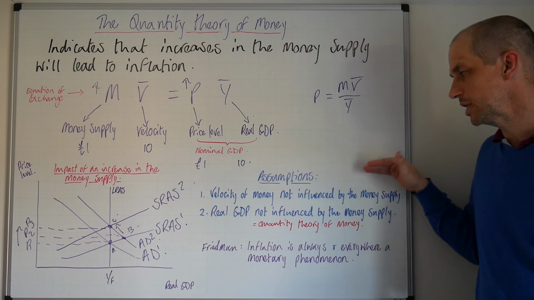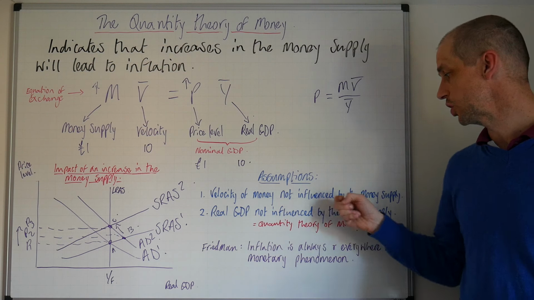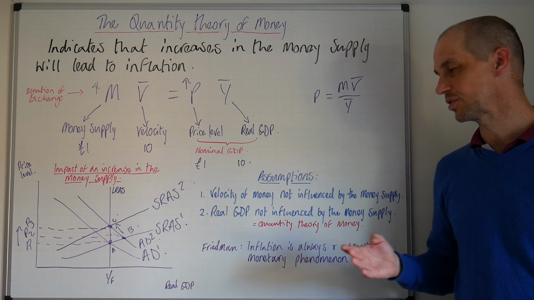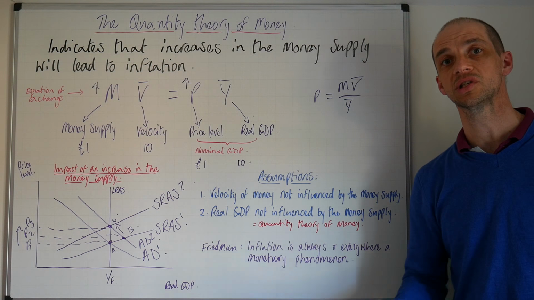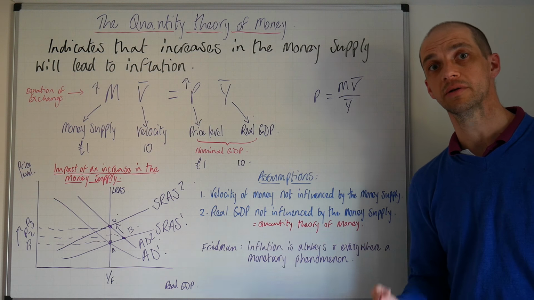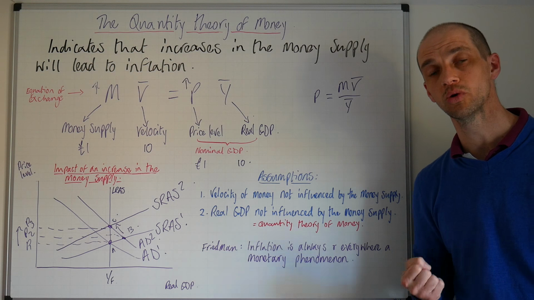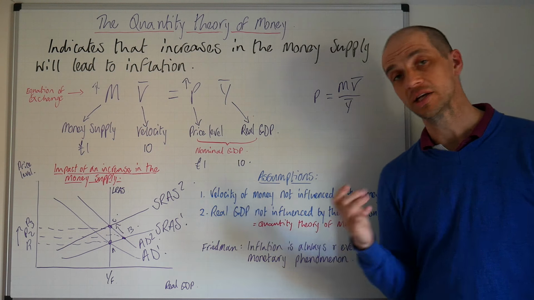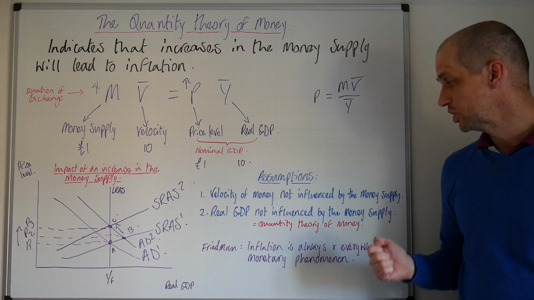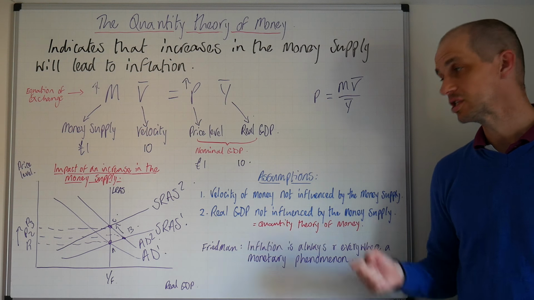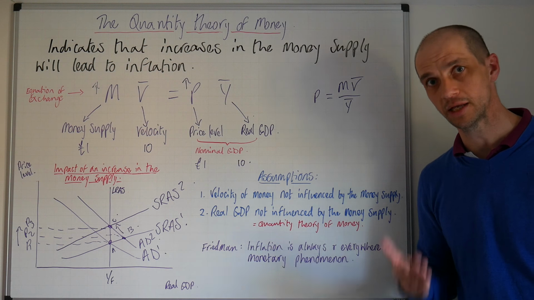But of course, these assumptions are very crude. They really are. To assume that there's no influence on the level of velocity of money. Well, that comes down largely to consumer and business confidence in the economy, and whether they actually want to hoard cash or whether they want to spend it. Okay, so that's a crucial point to bear in mind. And then we've also got a situation where real GDP is not influenced by the money supply. Okay, so both of these, of course, are highly contested by Keynesian economists.